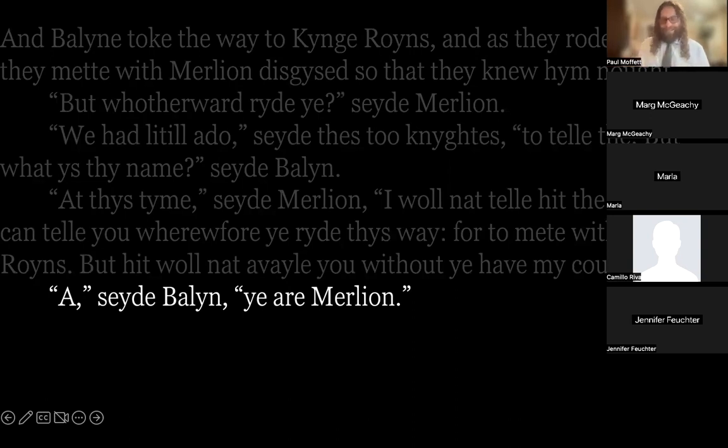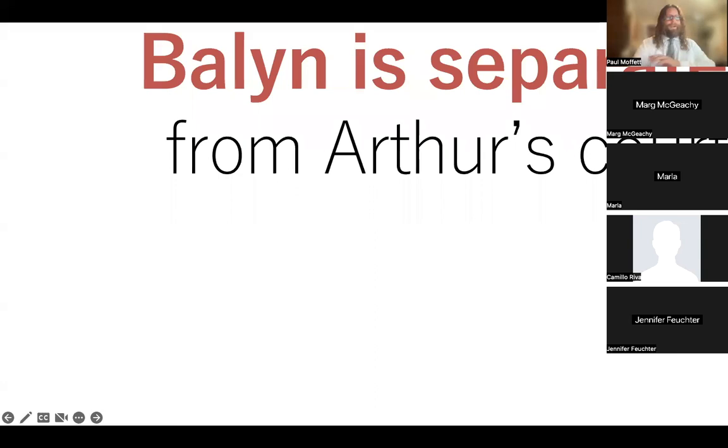Balin recognizes Merlin because of what Merlin says and does. Balin does what Merlin wishes Arthur had been able to do, which is, no matter what Merlin looks like, Balin recognizes Merlin by his actions. Merlin knows things about Balin. Balin says, "Must be Merlin." We'll keep that in mind and come back to it again.